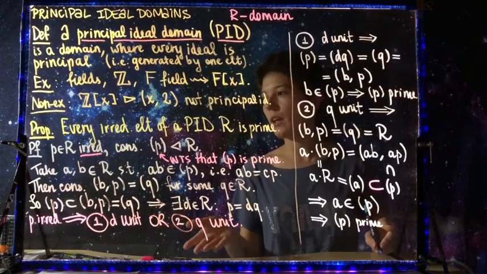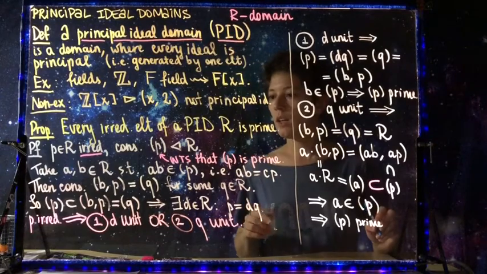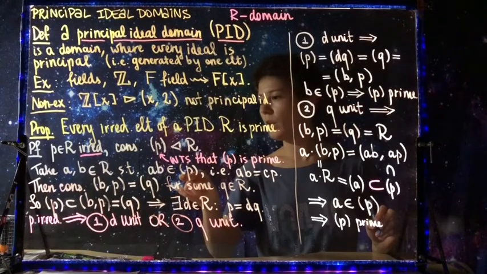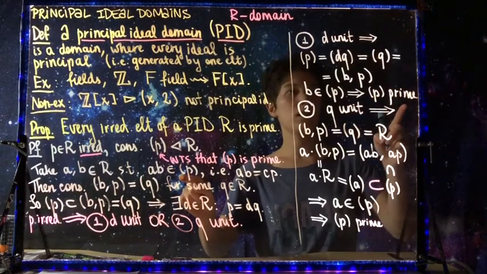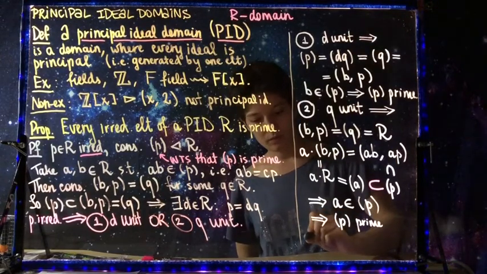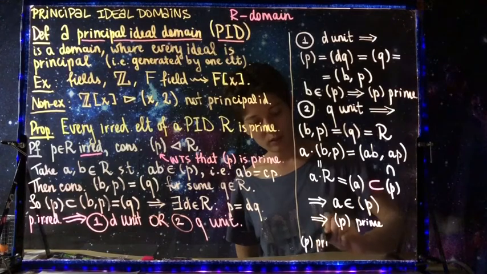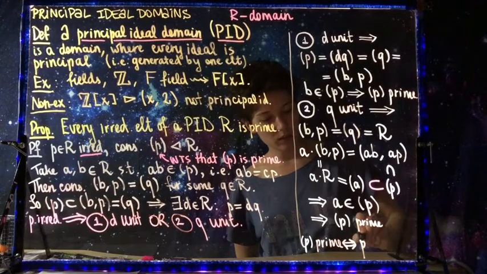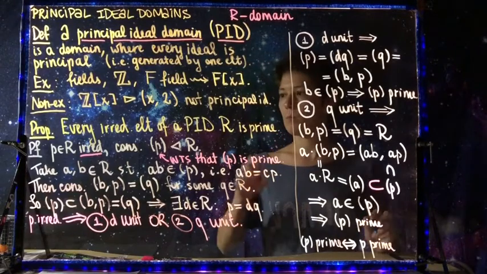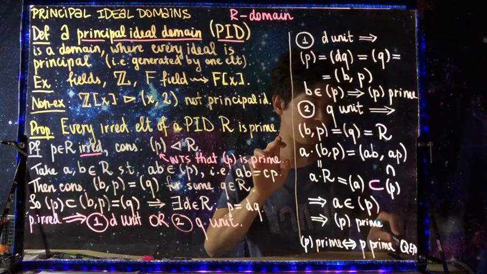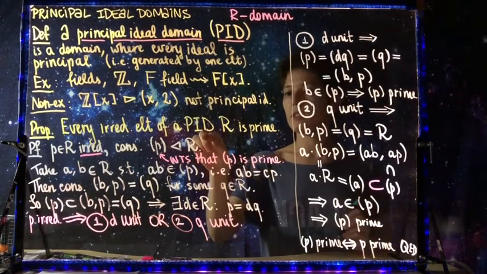And so we considered both cases and showed that either A or B belong to P to start with, and therefore we can conclude that P is a prime ideal. So P is a prime ideal, and this is equivalent to saying that P is a prime element. And so we prove that every irreducible element of a PID is prime.